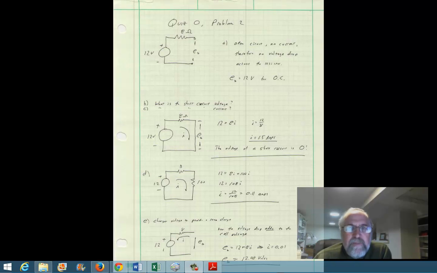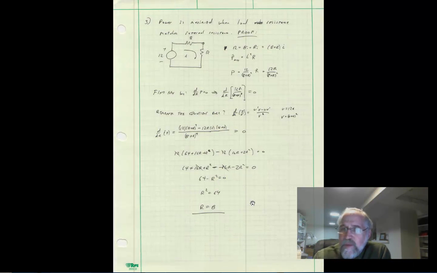Let's just keep this going. I'll just do problem 3 at the same time. That was my trick question. I didn't expect anyone to really derive this, but some people remembered this notion that you maximize power transfer between two systems by matching their impedance.